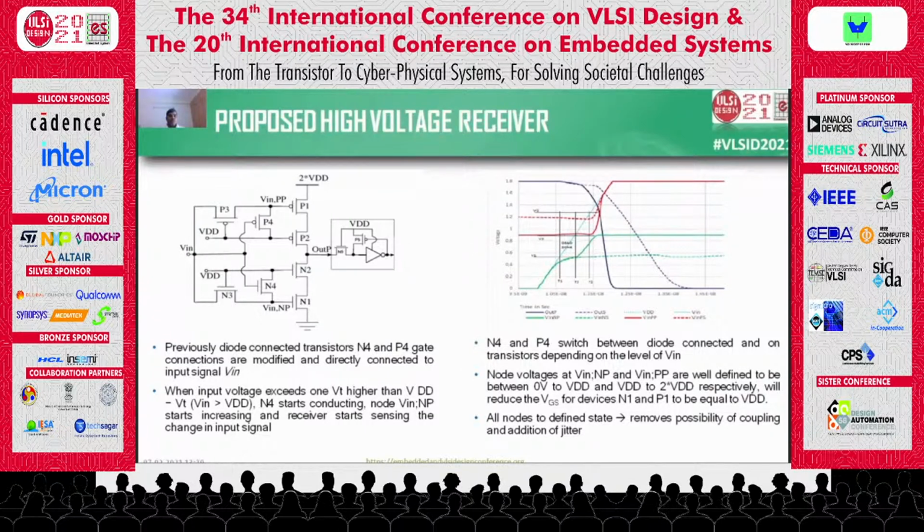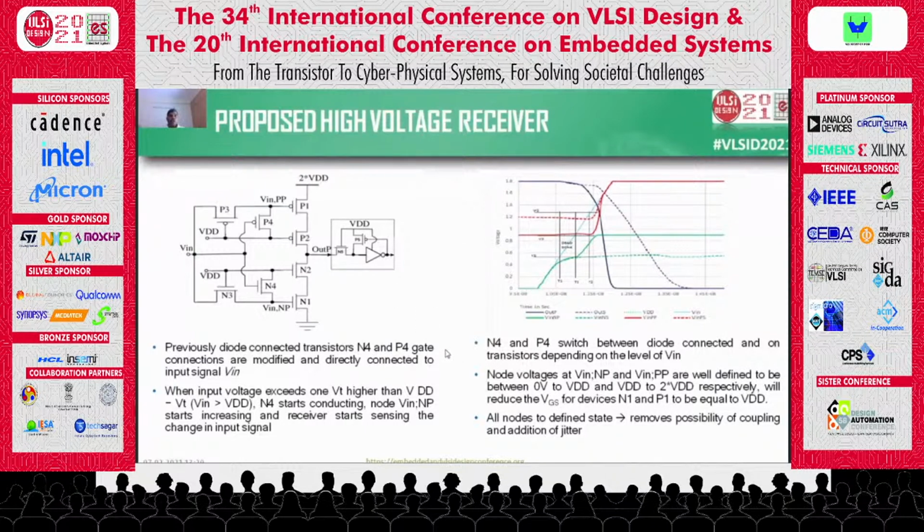When input voltage is at either 0 or 2 VDD, both the nodes Vin NP and Vin PP are well defined to 0 or VDD, or VDD and 2 times VDD, depending on the state of it. When input voltage is at 0, Vin NP is at 0, Vin PP is at VDD. When input is at 2 VDD, Vin PP is at 2 VDD and Vin NP is at VDD.